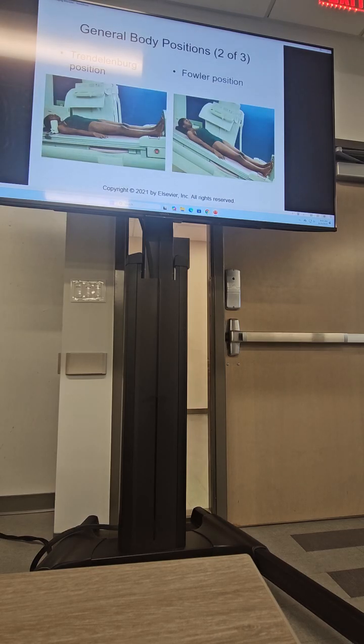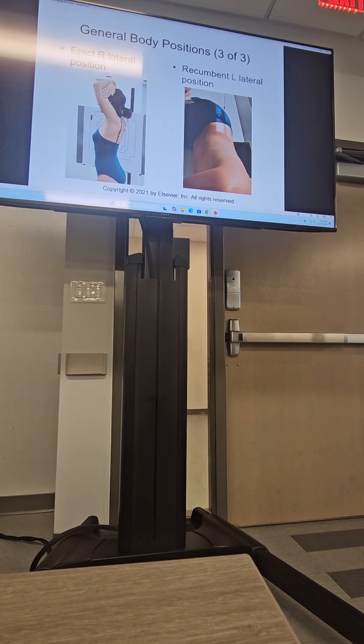Trendelenburg position is when the head is below the legs. They use that, for example, for myelograms, when they're injecting contrast media into the spinal canal. For the future CT exams, it shows the spinal cord better, and to increase the distribution of the contrast reaching the upper part of the spine, they put the patient in a Trendelenburg position. Fowler position is when the legs are below the head. Sometimes if the patient is nauseous, for example, it's good to have him in that position. So, lateral.